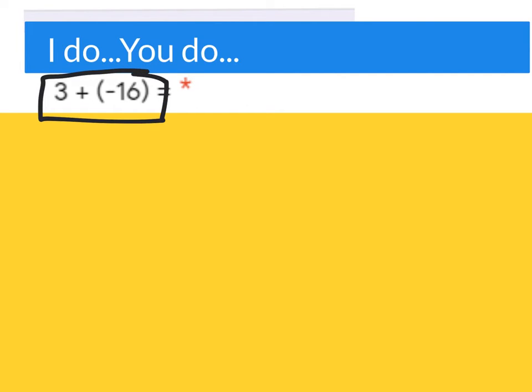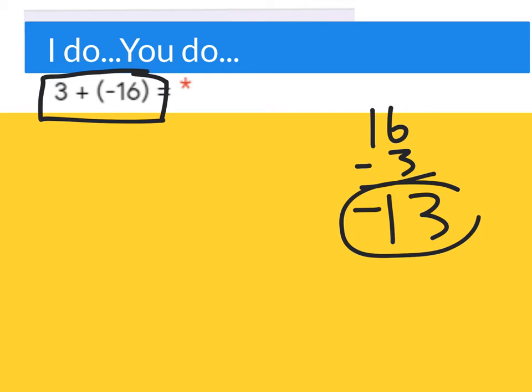We just look to see if they're on the same team. They are not on the same team. They're fighting each other. Who wins this battle? If you think about that, aren't there more on team negative? So I subtract their absolute values. 16 minus 3 is 13. And since there are more on team negative, the negatives win it by 13.